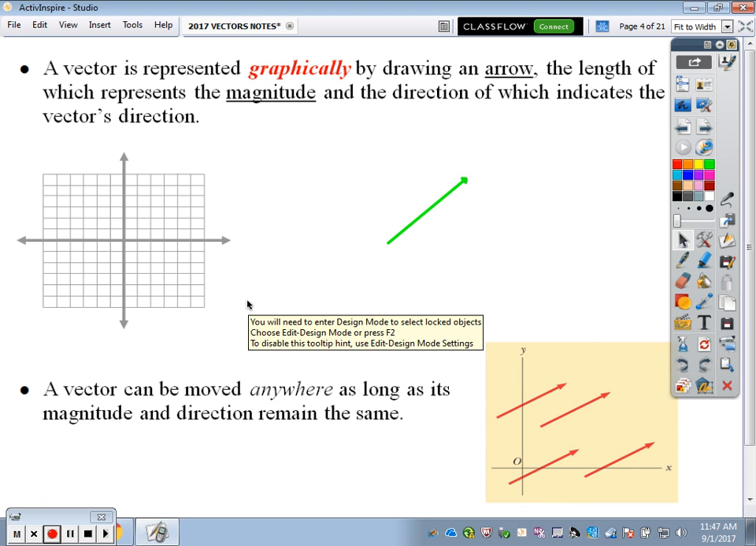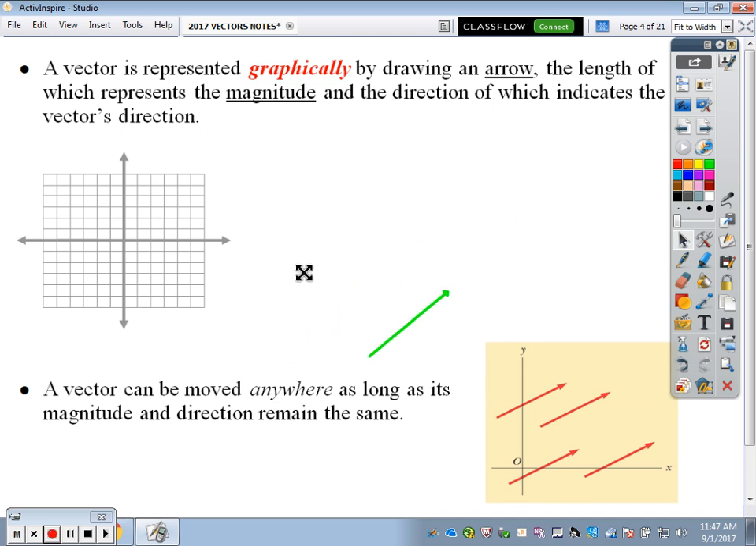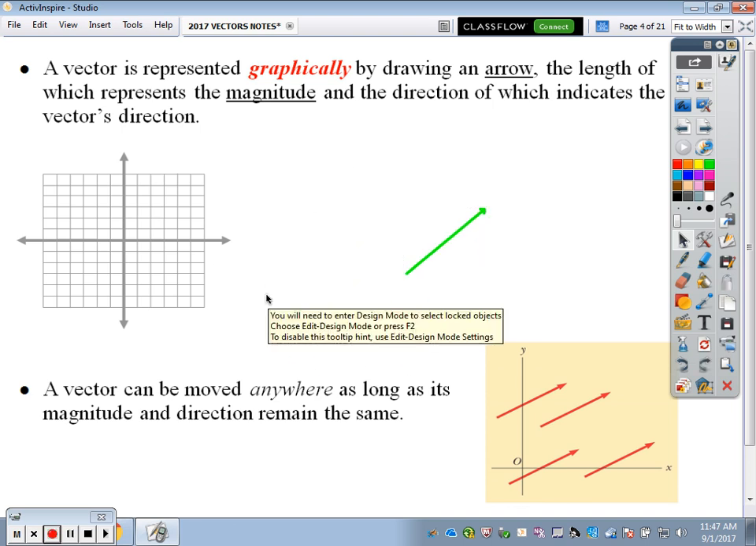Have any of the properties of that vector changed? Has the length changed? No, so it's the exact same magnitude. Has the direction changed? No. Okay? So that is exactly the same vector. So in theory, we should be able to take this vector, slide it just about anywhere, and the vector itself stays exactly the same.